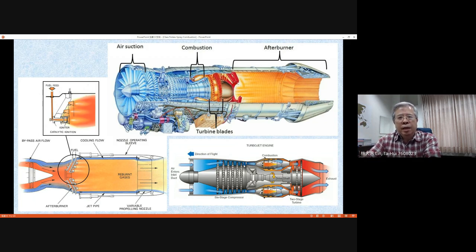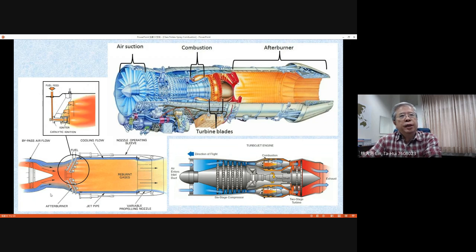That means in the downstream sections, the mixture contains a certain amount of fresh air without burning, right? So you still have oxygen left in the downstream side. Now, that oxygen can be used additionally by the so-called afterburner for the fighter.